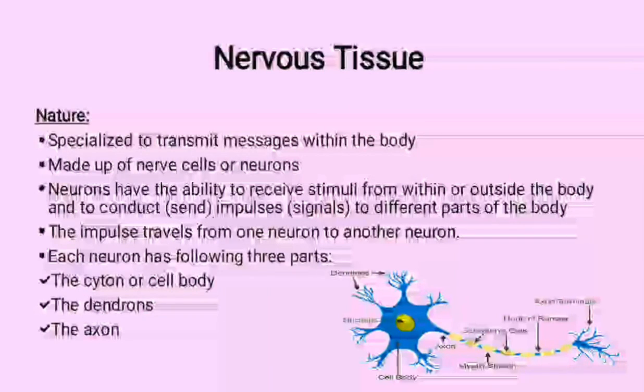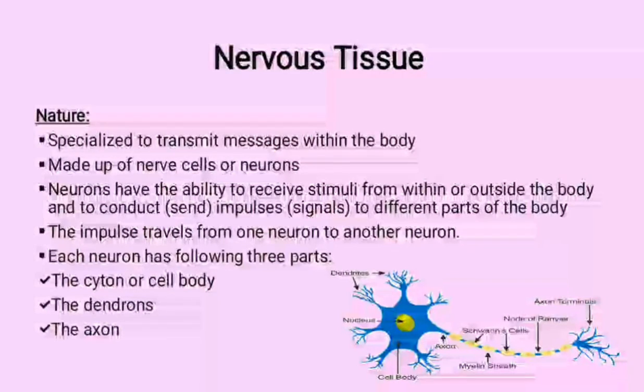Our last type of animal tissue is the nervous tissue. Nervous tissue is a tissue which is specialized to transmit messages within our body. Brain, spinal cord and nerves are all composed of nervous tissues. Nervous tissue contains highly specialized unit cells called nerve cells or neurons. Neurons have the ability to receive stimuli from within or outside the body and to conduct impulses to different parts of the body. The impulse travels from one neuron to another neuron.